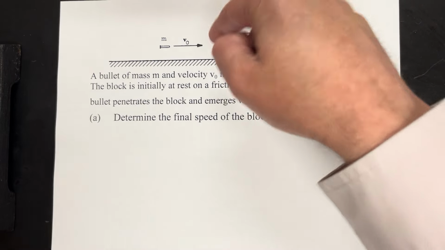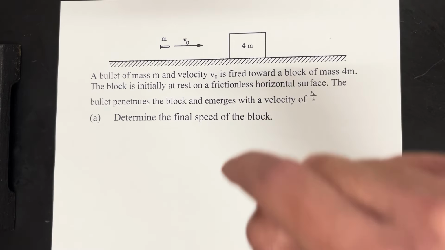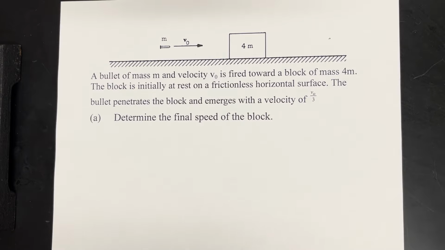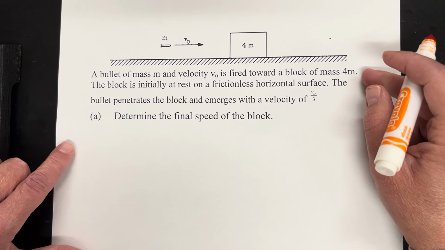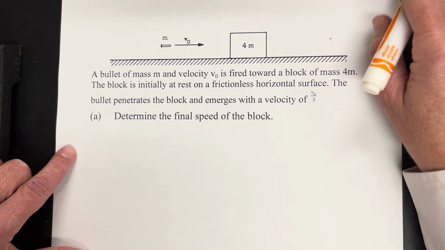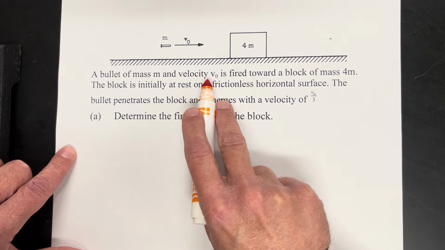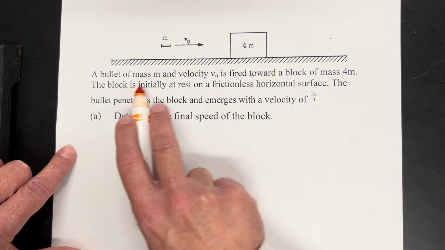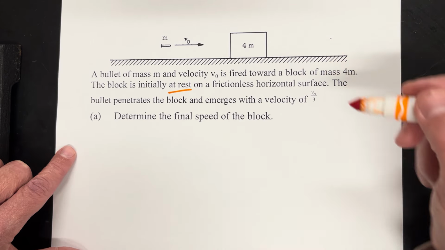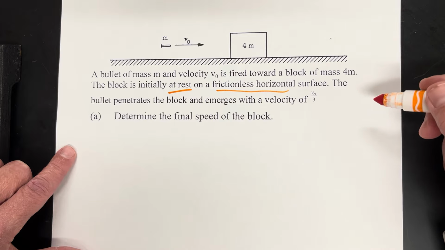Hey everybody, let's look at this one from 1976, all the way back then. A classic inelastic collision and energy problem here. It says a bullet of mass m and velocity v0 is fired toward a block of mass 4m. The block is initially at rest on a frictionless horizontal surface, so no outside forces.